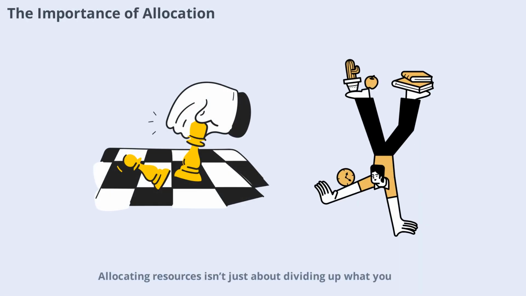Allocating resources isn't just about dividing up what you have. It's about making strategic decisions that maximize your project's potential. Poor allocation can lead to wasted time, budget overruns, and missed deadlines. On the other hand, smart allocation ensures that every resource is used where it's needed most, boosting efficiency and helping you deliver results. Understanding the importance of resource allocation is the first step toward mastering project management. Next, we'll explore some common challenges you might face.